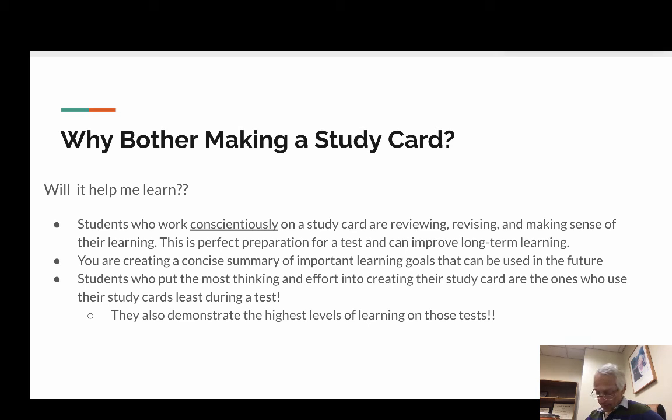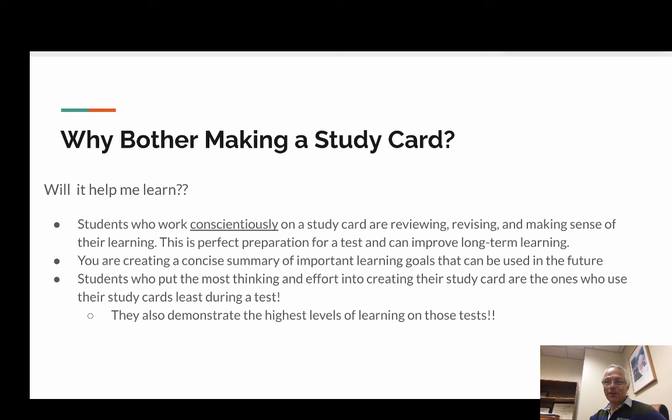And it's, as I said, absolutely true that the students who do the most conscientious job making their study card are the students who have the most success in the class. And what will be revealed, especially to the people who do a good job on this, is that the more effort and thought you put into creating your study card, the less likely you're going to need to use it during the test, because you will have learned more and better if you've done a good job with the study card. But it's nice to have it there as a backup, just in case.